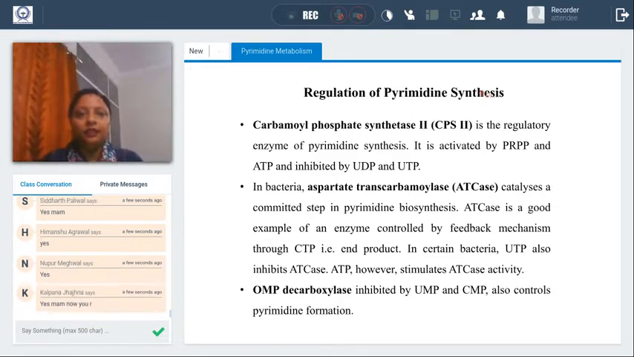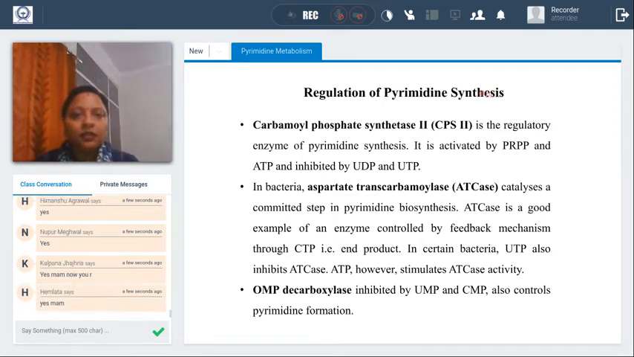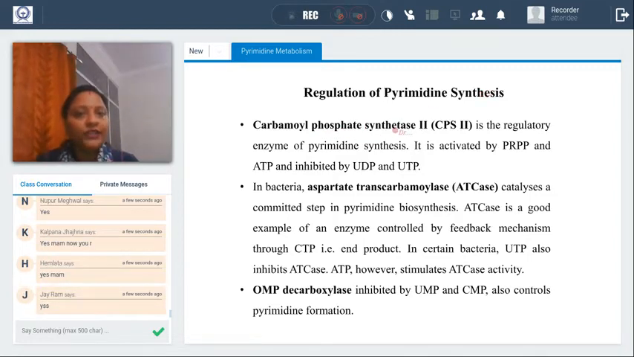We are studying the regulation of pyrimidine synthesis. That is, two enzymes are important. First is carbamyl phosphate synthetase, and another is aspartate transcarbamylase. ATCase catalyzes the committed step in pyrimidine biosynthesis. Another enzyme is OMP decarboxylase, which is inhibited by UMP and CMP and also controls the pyrimidine synthesis.